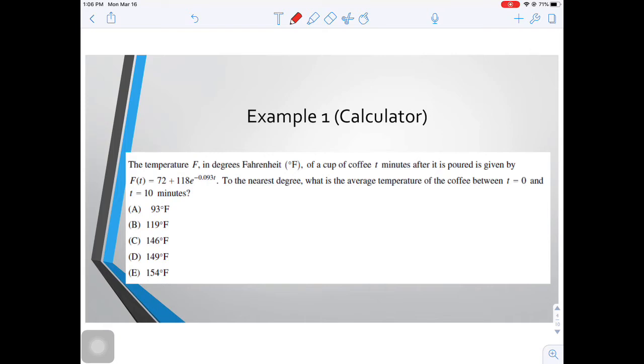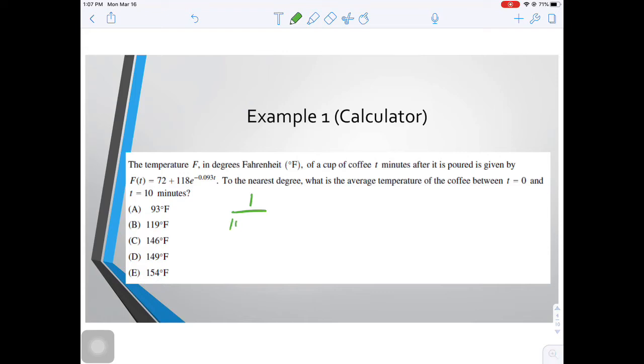The first example says the temperature F in degrees Fahrenheit of a cup of coffee t minutes after it is poured is given by the function f of t, which equals 72 plus 118 e to the negative 0.093 t. To the nearest degree, what is the average temperature of the coffee between t equals 0 and t equals 10 minutes?